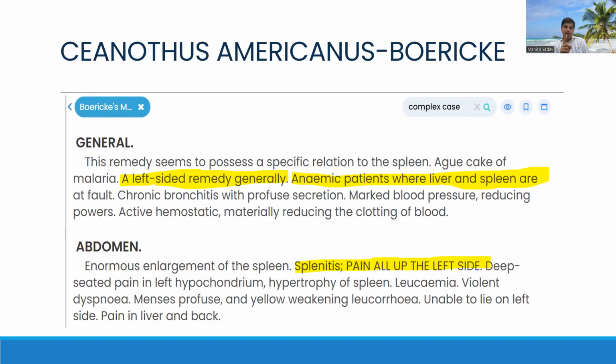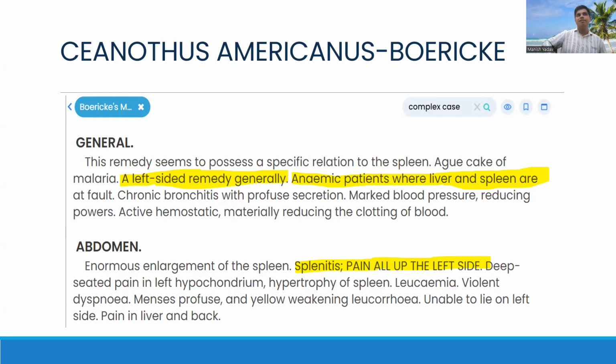So it's a liver remedy. Liver is on the right side, but it's a liver remedy. Liver and spleen both are affected. So liver affected and left-sided complaint. How beautiful. Wow. It's amazing. Liver affected and left-sided complaints. Think of Cionanthus. So Cionanthus is the organ remedy.